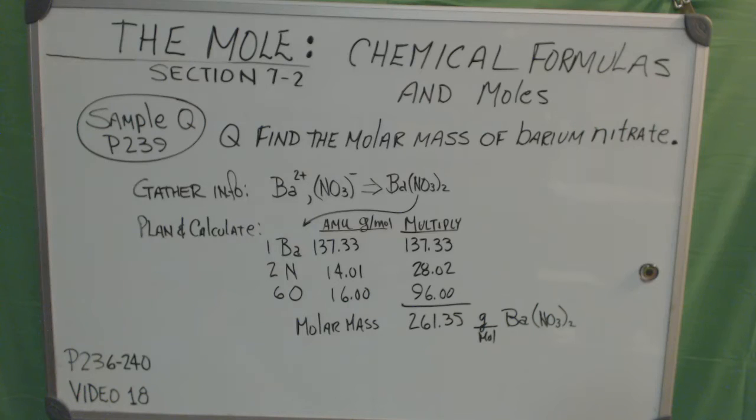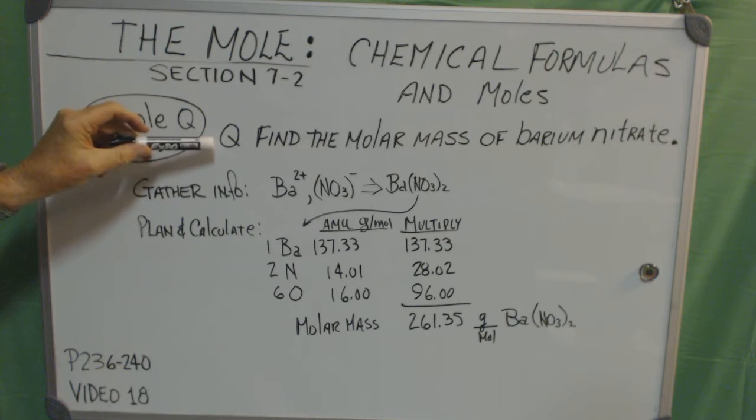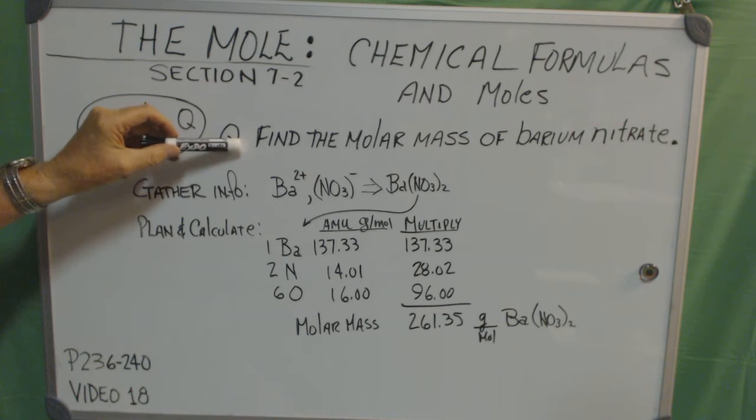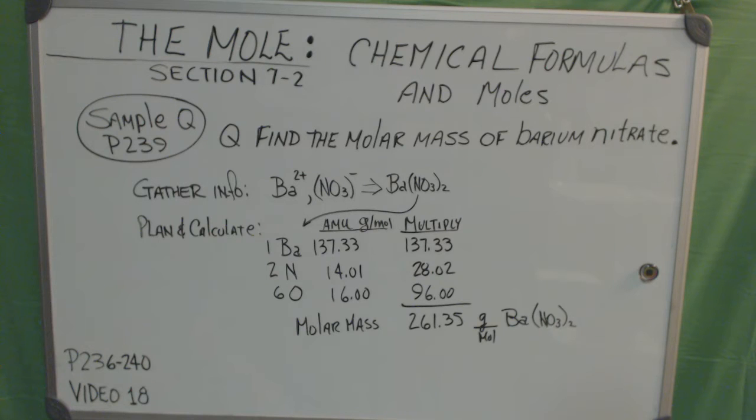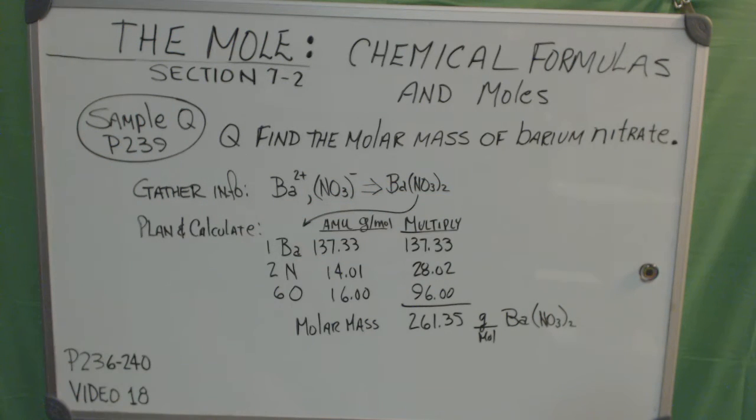The introduction to the problems that we're going to do. Here's an example of a question that might start off: find the molar mass of barium nitrate. So to begin with, we have to gather what information we have. We know we have barium and we have nitrate, but we're not sure how the molecule is put together.